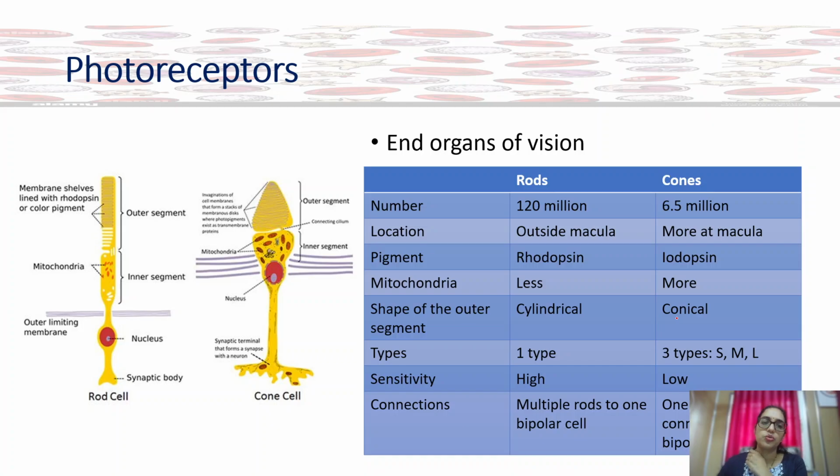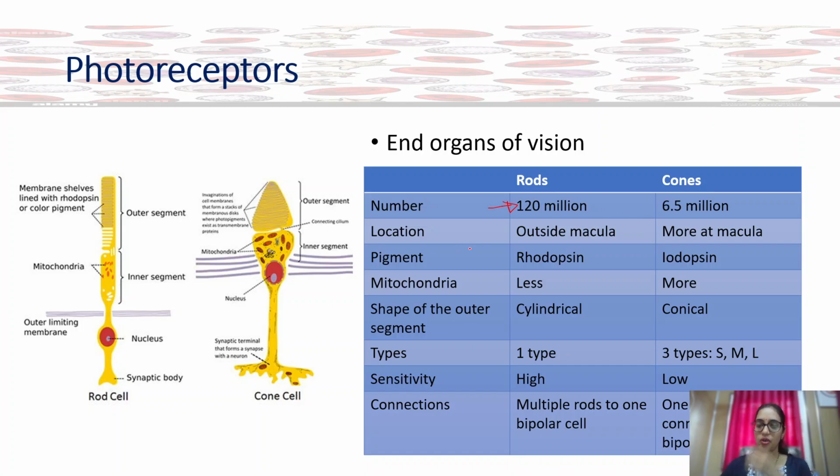Let's move on to the differences between photoreceptors. We have a rod and a cone. A rod is called a rod because its outer segment is shaped like a cylinder, and a cone is named so because its outer segment looks like a triangle. There are a few differences between the two. Rods are more numerous, around 120 million, whereas the cones are few. Each of them has a role of its own.